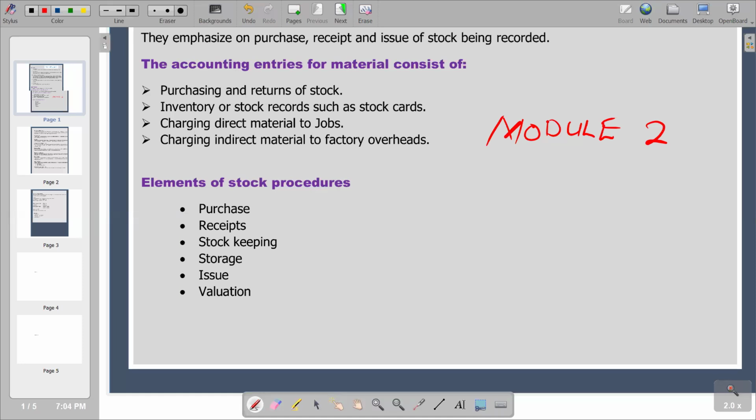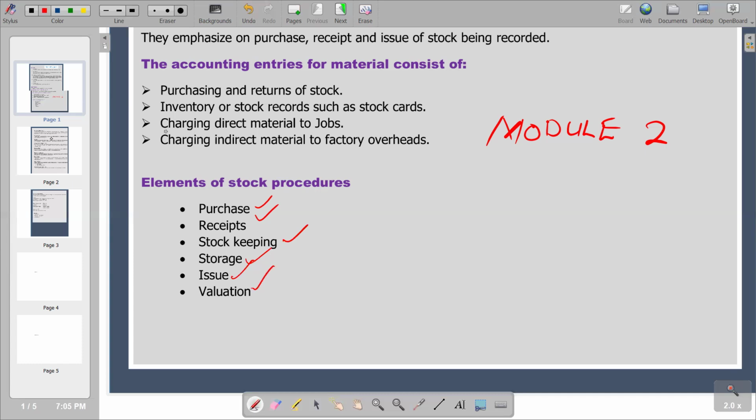In this video, we're still on module 2, where we are continuing with elements of stock procedures. The stock procedures start with the purchasing of the stock, and when the stock has been purchased, it is received on receipts, and then the stock has to be kept. After that it has to be warehoused, and then there is the procedure of issuing, whereby if it's a producing company, the stock is issued to production. At the end of the financial period, that's when we have valuation of stock, or valuation of inventory.